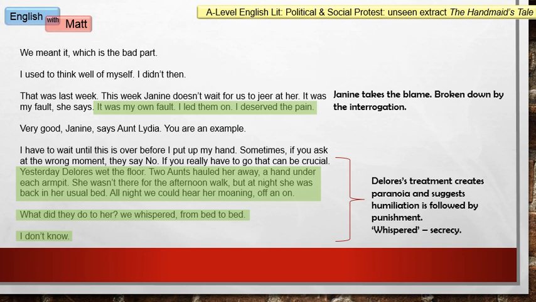The fact that the handmaids are whispering to each other from bed to bed again shows that level of paranoia and secrecy, that in this situation they're not supposed to talk about certain things, and yet they sometimes do, as long as they whisper and don't get heard. So it shows how humiliating the Red Centre is to these women, but also how they are punished for things that aren't actually their fault.